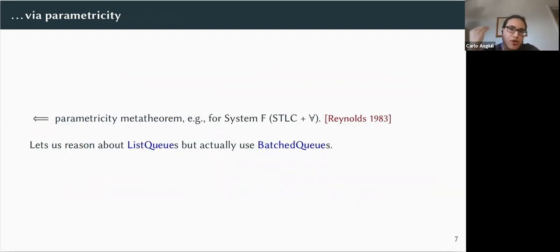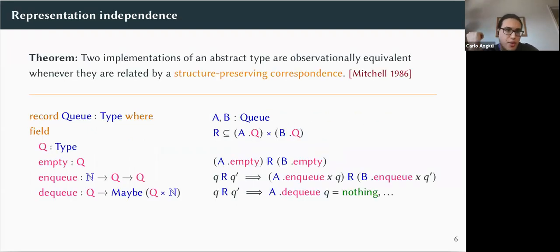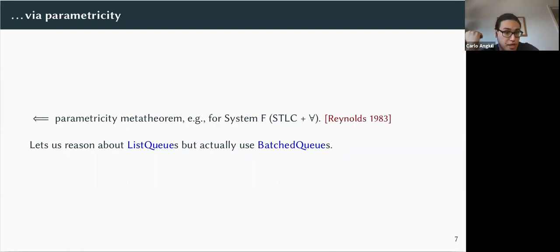Now, we usually prove this kind of theorem as a sort of consequence of another meta theorem called parametricity. So the classic example in the literature is that in System F, which is sort of a simply typed lambda calculus with an impredicative type quantification, we can prove a theorem called parametricity, and then as a result, a theorem like this representation independence theorem at the top of this slide is a consequence of that.